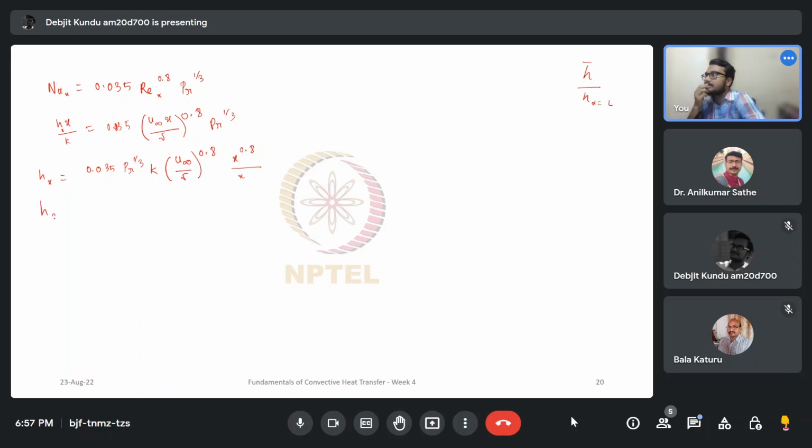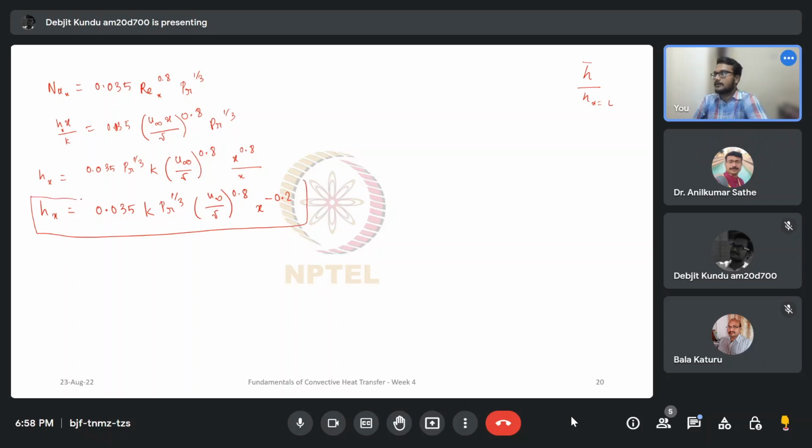A bit messy. hx equal to 0.035 k, Prandtl number to the power one third, u infinity by nu to the power 0.8, and ultimately x to the power minus 0.2. This is the expression of hx. I will use this at least two times.